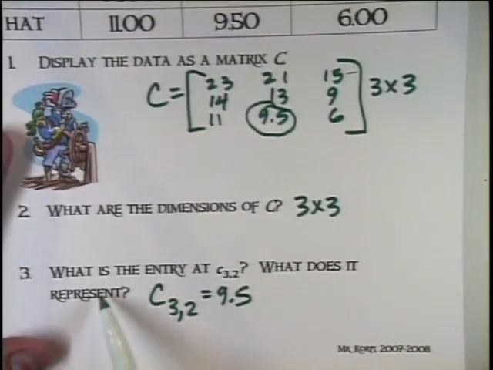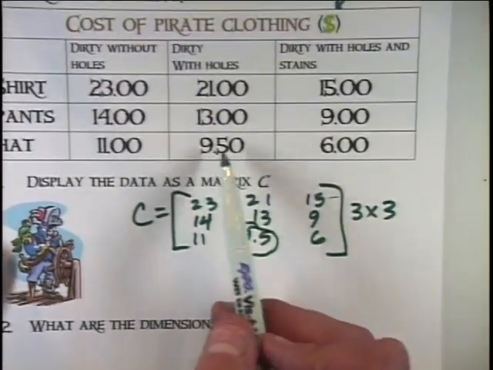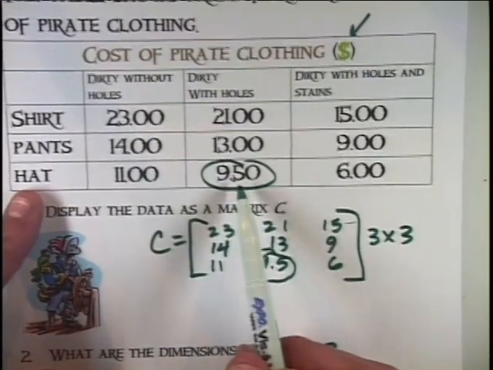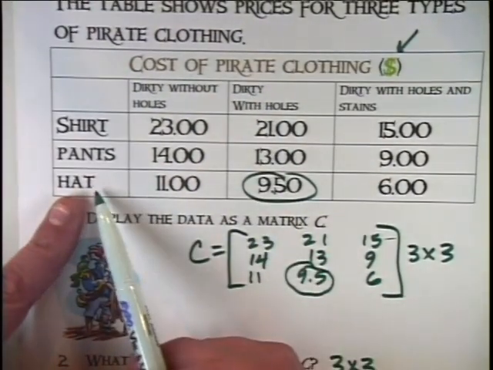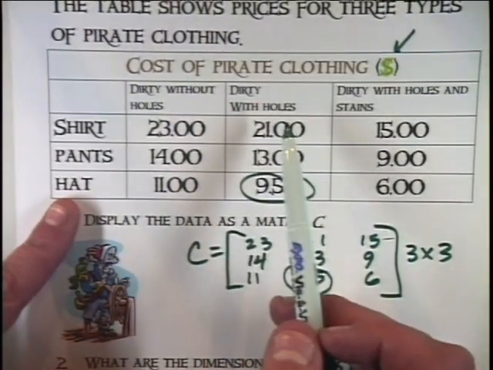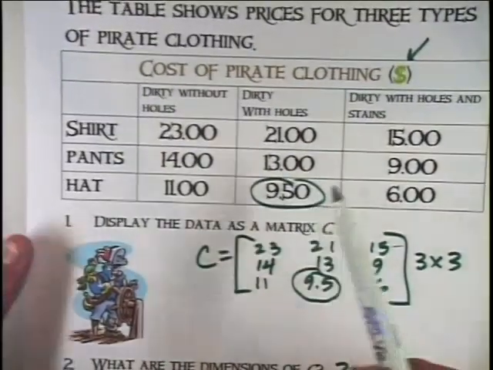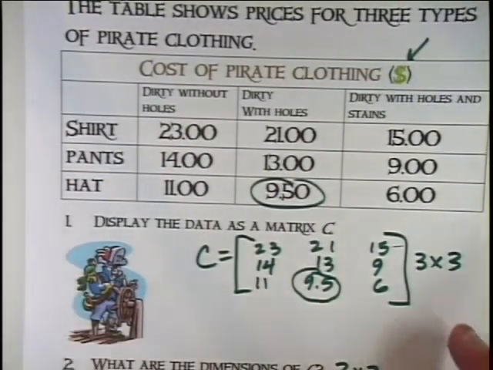What does it represent? Well, let's come back up here. It represents the cost of a dirty hat with holes. So a pirate can buy a dirty hat with holes for only $9.50, or whatever that translates to in gold coins. I hope they don't need change.